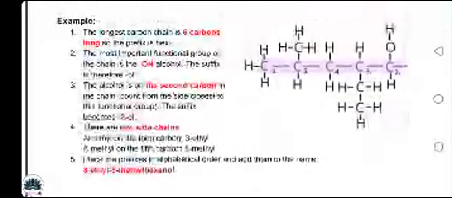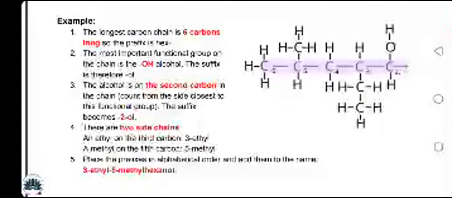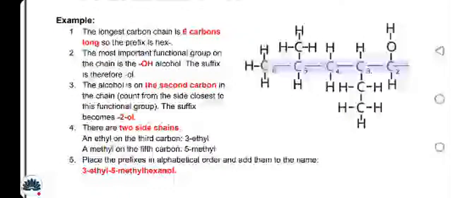Place the prefixes in alphabetical order and add them to the name. The name will be 3-ethyl-5-methylhexan-2-ol. Do you understand? 3-ethyl means ethyl is the group present at the 3 carbon. For methyl, it is located at the fifth carbon, as visible in the diagram, so the position is 5-methyl. And then hexanol means the 6 carbons, and -ol means the hydroxyl group. Do not worry, in our second live video I will soon be drawing the diagrams for more clarification.